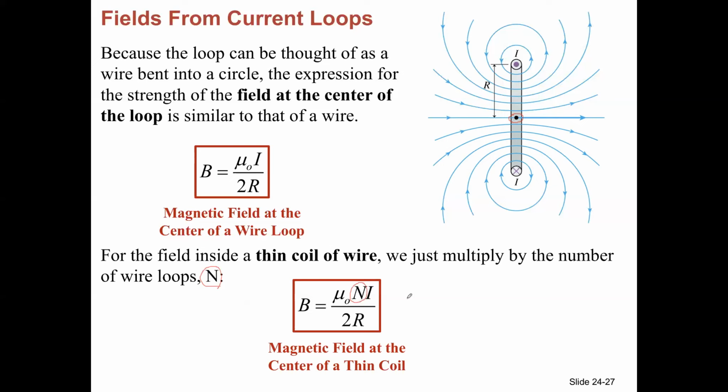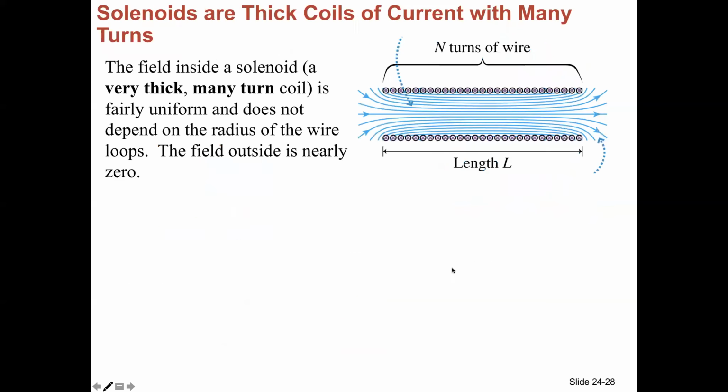Okay, so the last system we're going to consider is also based on loops of wire. However, the next one is we want to know the field inside a very thick coil of wire. So something where we have lots and lots of loops stacked on top of each other that are taking up a not insignificant length. So that's the thing we called on Monday a solenoid.